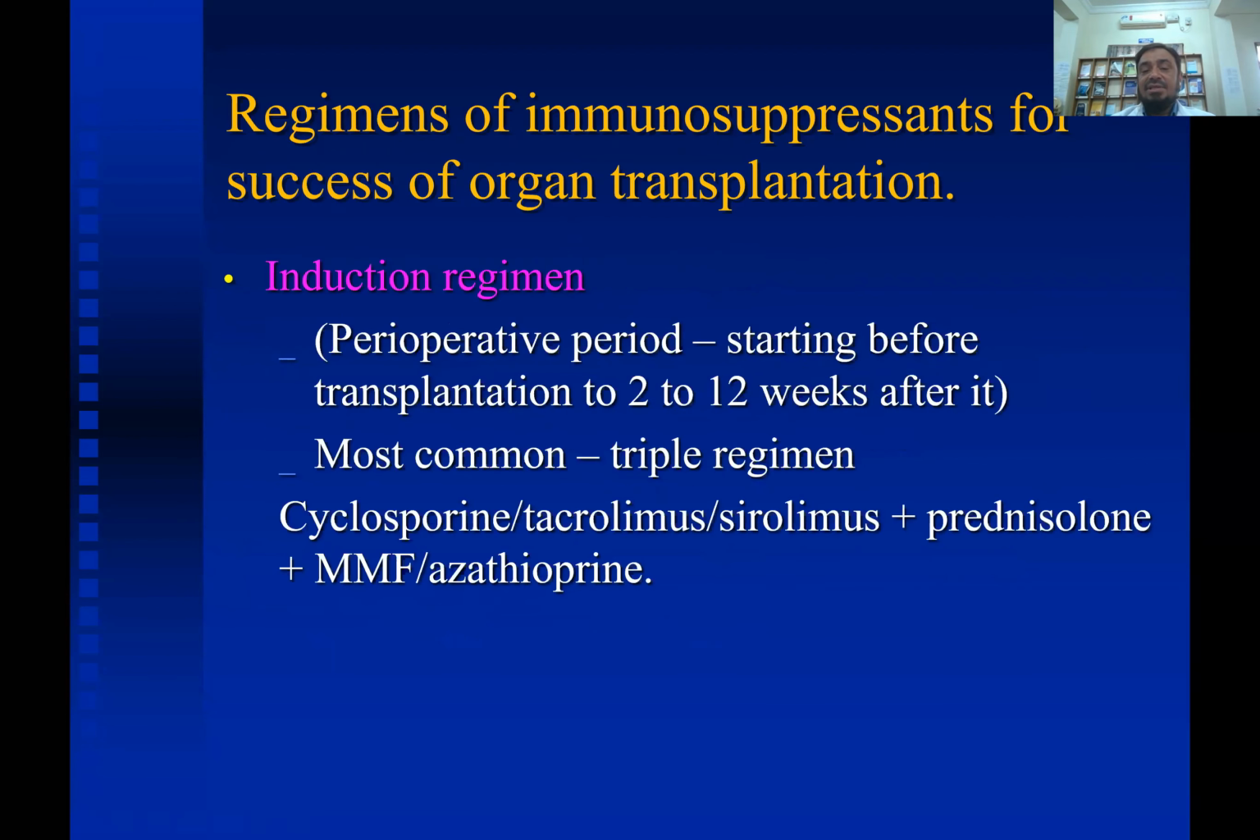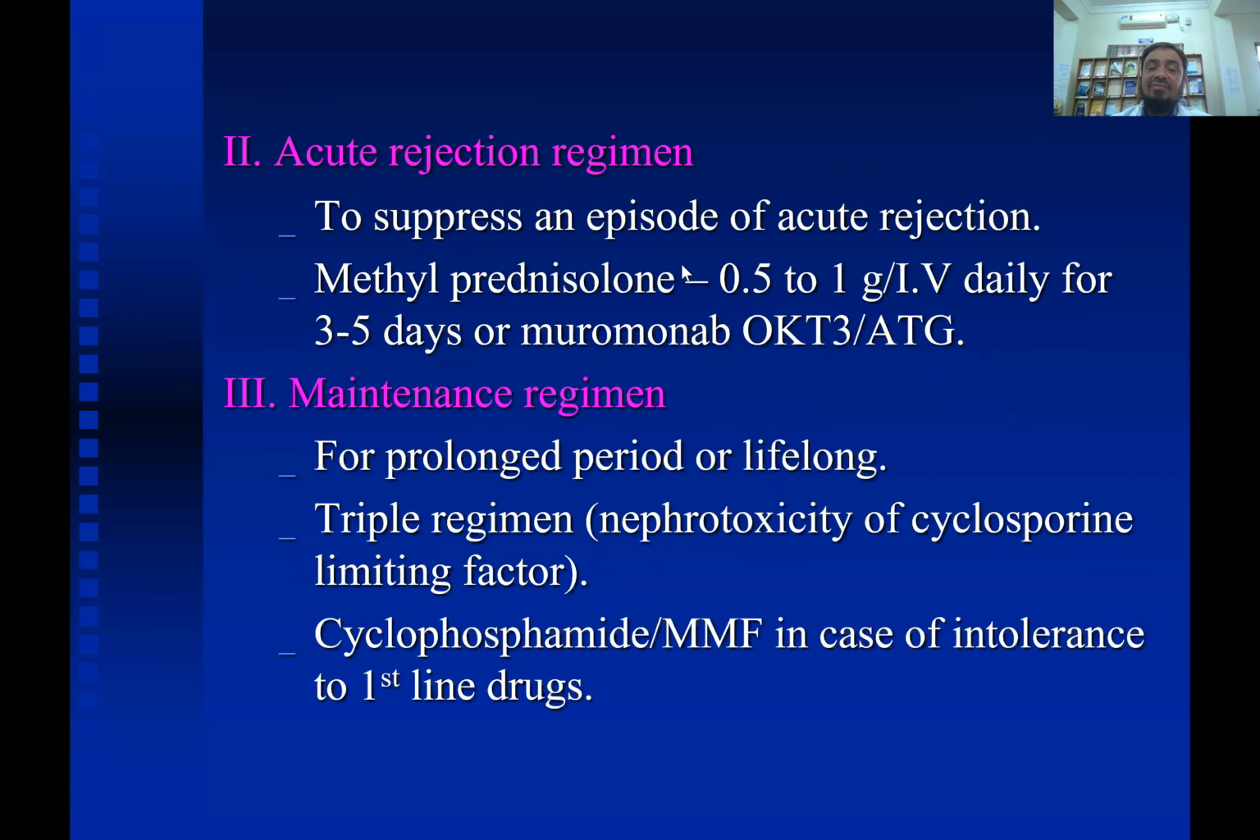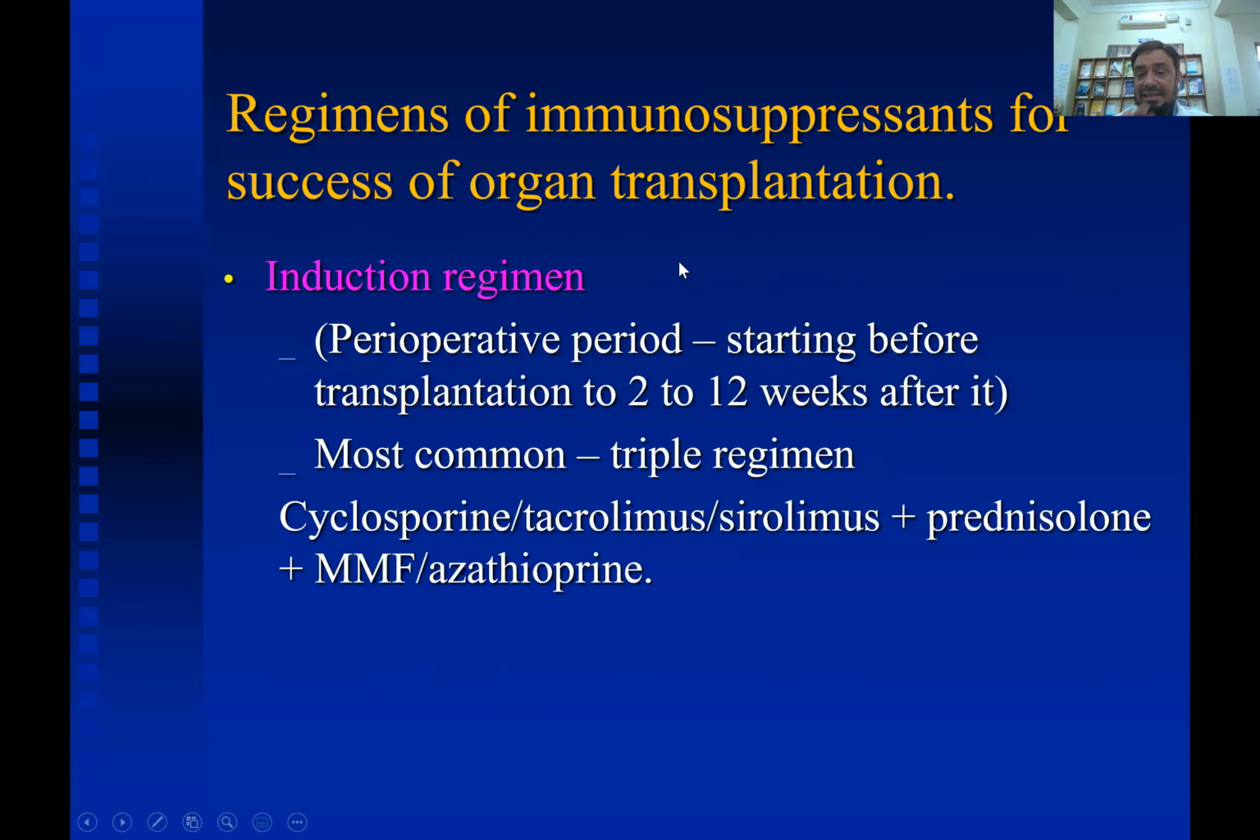Now, what are the regimens for immunosuppressants? You have an induction regimen, that is when you have done an organ transplant. You begin with two or three drugs in combination in high doses. Then you have a maintenance regimen, where you decrease the dose of the drug and you continue it for a long period of time. In between, you also have the regimen for acute rejection.